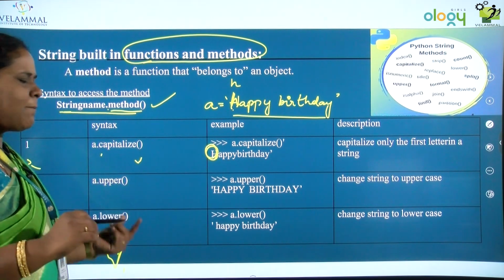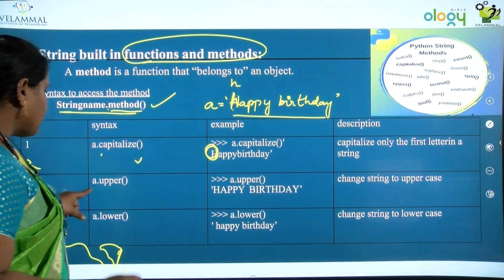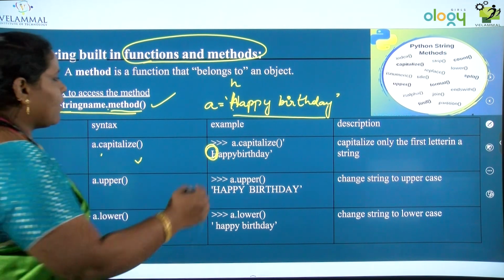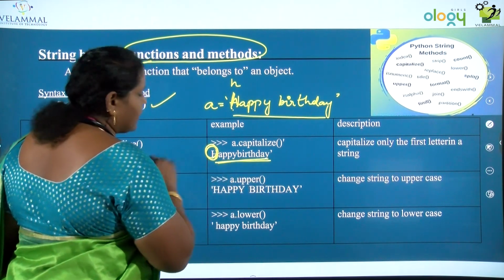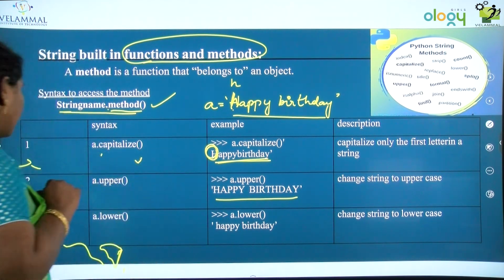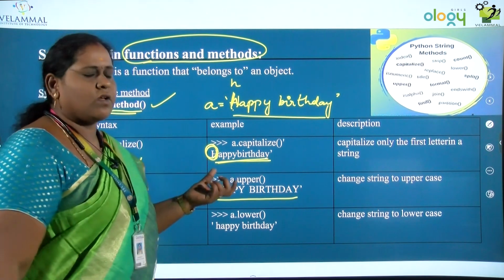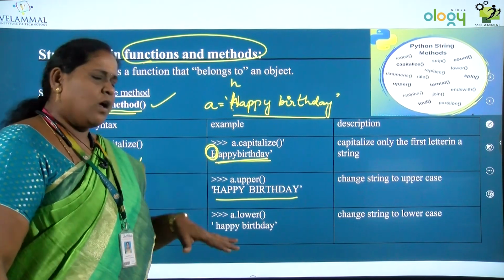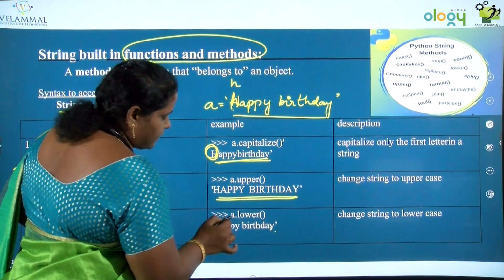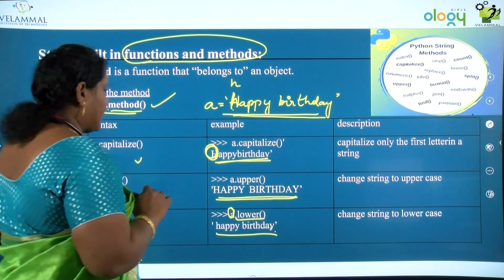Second is upper. Generally you know uppercase and lowercase; the same thing you perform here also. A is your string name followed by the dot operator and upper. All the elements inside the string will change into uppercase. You can see the answer over here. Then the next one is lower. You might have guessed by this time, lower means the complete string will change into lowercase. By default it is happy birthday. Using the string name, dot operator and lower, it completely changes into lowercase.